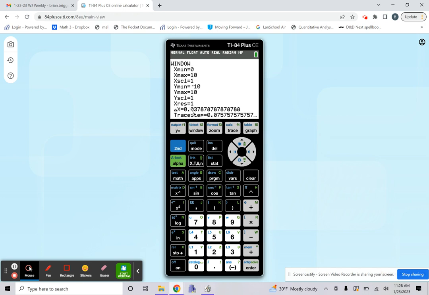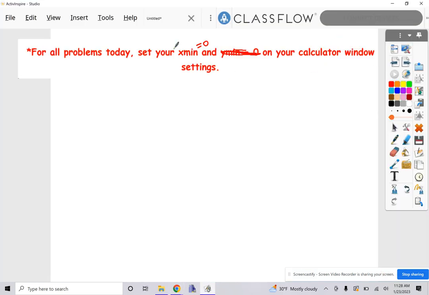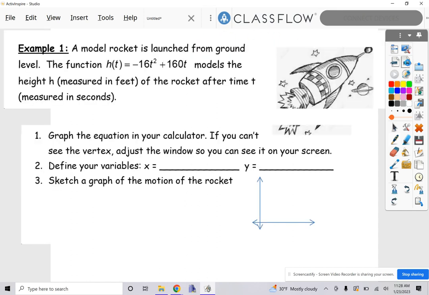And then these last three down here, never touch those, because if you mess with those, it's going to mess up your calculator and your graph's going to be wrong and it's going to make your life sad. So please don't touch those. Okay, that being said, we've set our y min to 0. Again, we're not going to worry about x min to 0. We're not going to worry about the y min because it's not going to matter here.